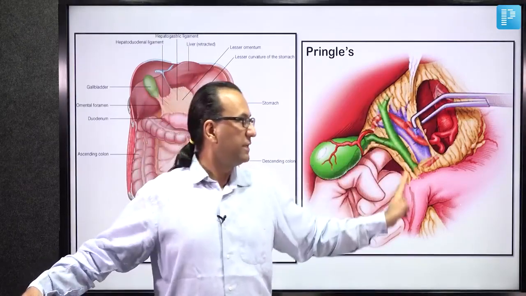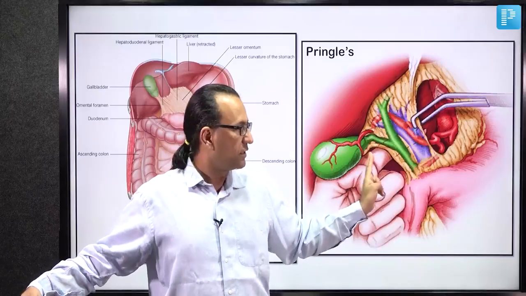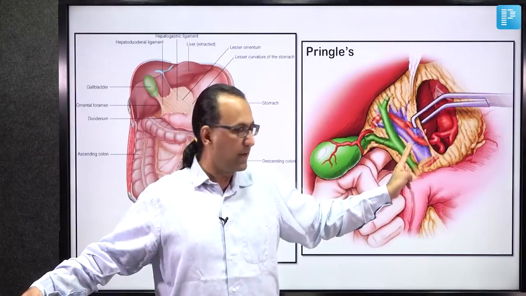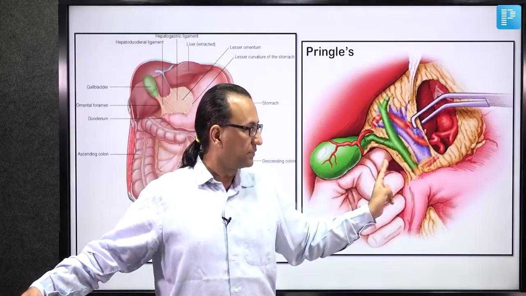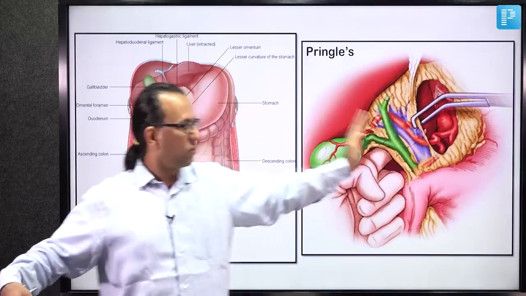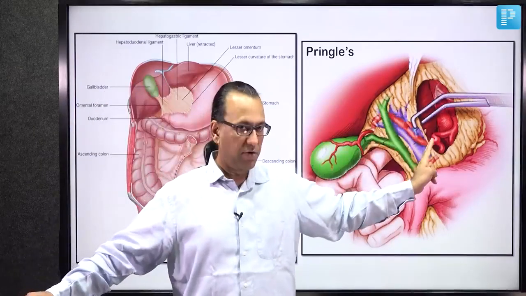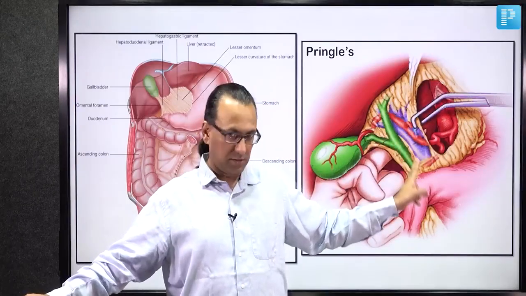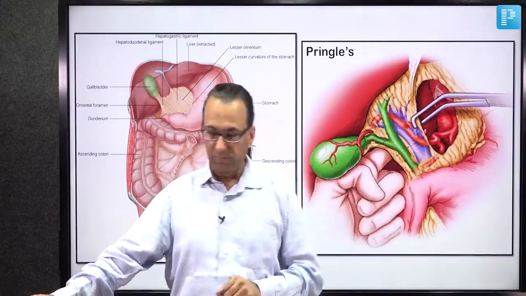You can see the duct D, bile duct is most anterior, the A artery is sandwiched in between, and the V vein, portal vein, is the most posterior. Duct, the bile duct, is more to the right side, and the artery, hepatic artery, is more to the left side, whereas the vein, portal vein, is posterior to both of them.